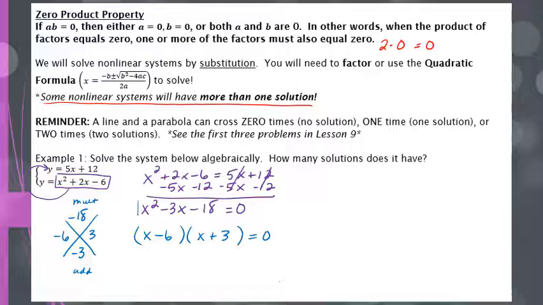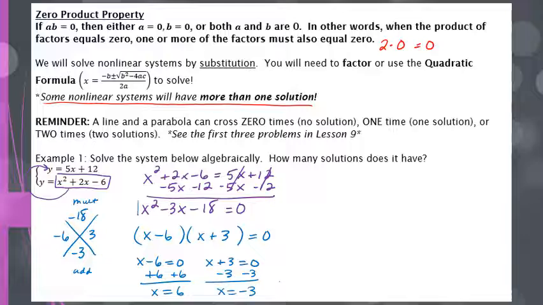That means that either x minus 6 equals 0, or x plus 3 equals 0, or maybe they both equal 0. So we're going to solve each of these. So I would add 6 to both sides, and that gives me x equals 6. Here I'm going to subtract 3 from both sides, and that gives me x equals negative 3.